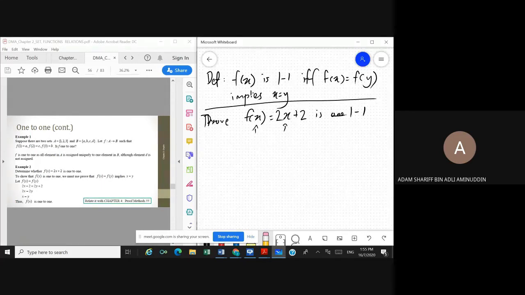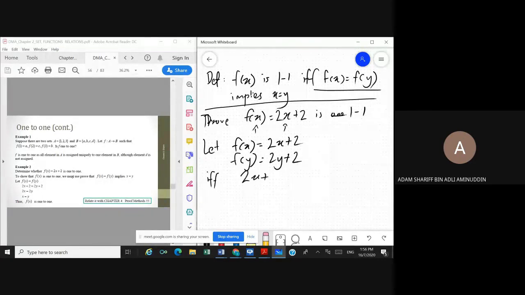Okay? Right now I want to prove whether this is 1-to-1. I will start first with this definition. This is the condition. Let Fx, then apakah di Fx is 2x plus 2. Fy is 2y plus 2. Now goes to this part. If and only if 2x plus 2, I skip back a little bit. Fx sama dengan Fy, it means that I let 2x plus 2 equals to 2y plus 2.